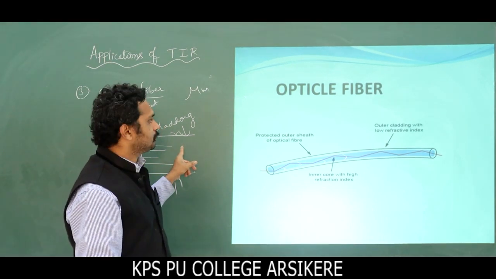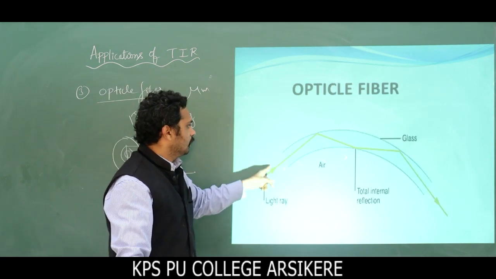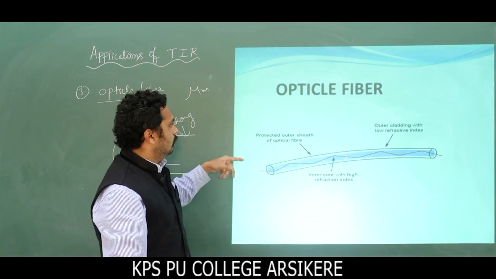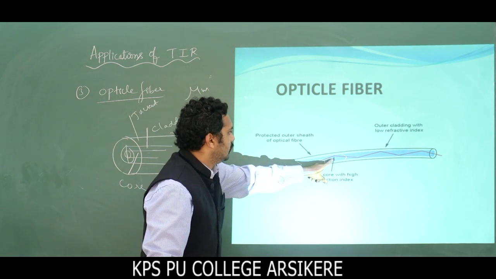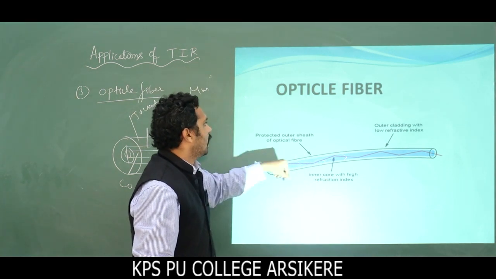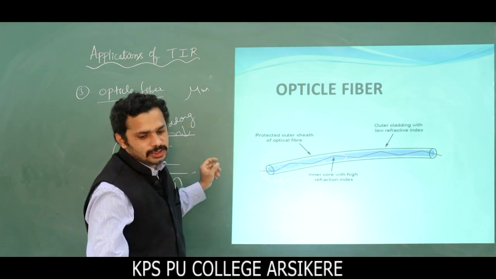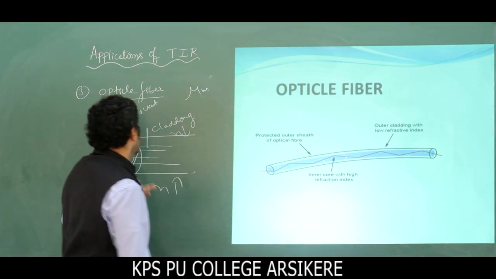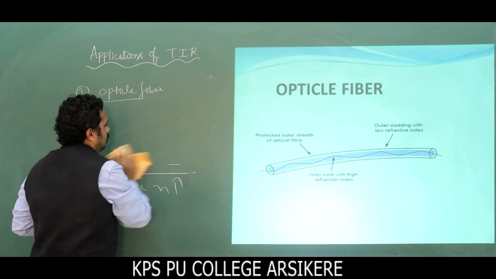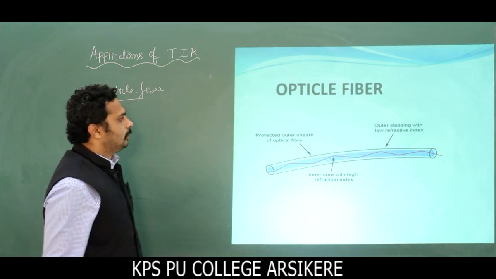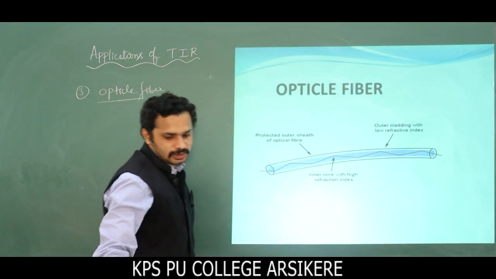Look at here. This is how the protection works. This is inside the core, outside the cladding. Once again, this outside, we know that is what? Jacket. Now I am going to explain the working of optical fiber, how it works.